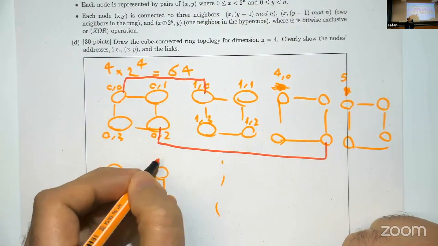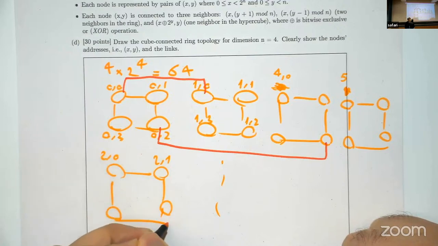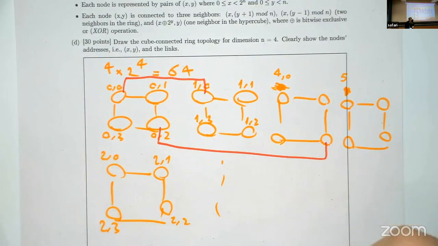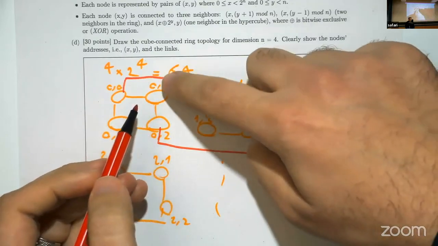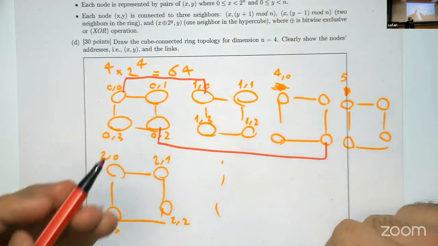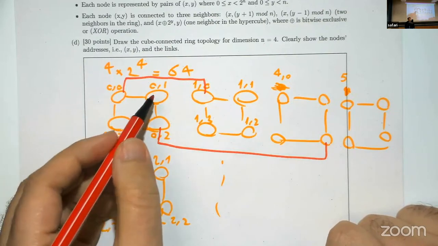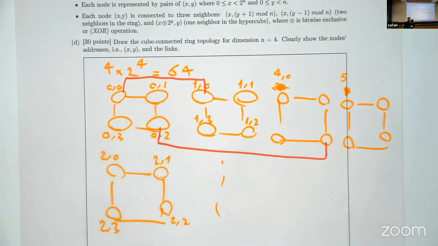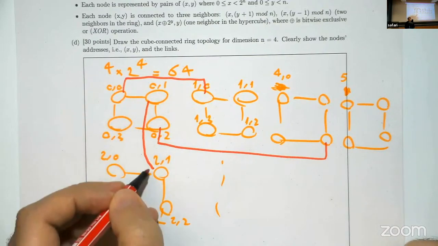So if we put it like 2 and 1, 2 and 0, 2 and 2, and 2 and 3. So for this node, I will just calculate. The neighbor of this 0 and 1 would be 0 XOR 2 to the power 1 and 1. So XOR of 0 and 2 to the power 1 would be 2 actually. So this is going to be connected to this node.